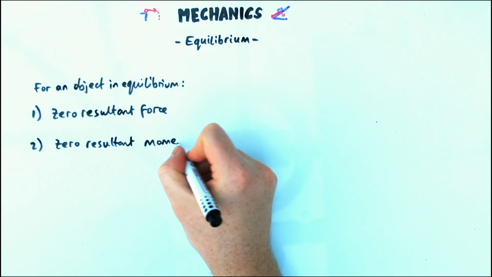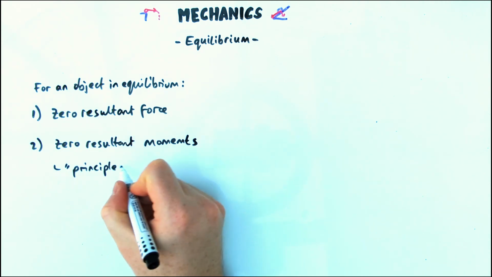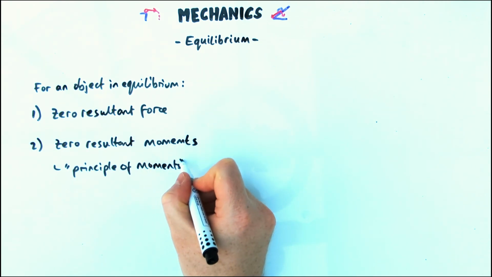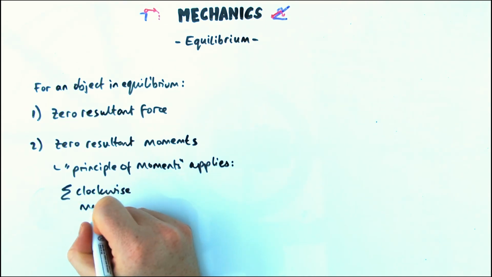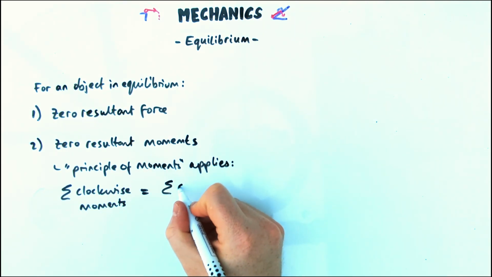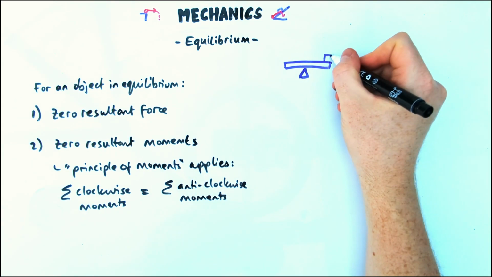So the basics then: for an object to be in equilibrium there needs to be zero resultant force, and there also needs to be zero resultant moments. That means the principle of moments must apply, which is that the sum of all clockwise moments equals the sum of all anti-clockwise moments. I'm using the sigma symbol here to indicate sum.